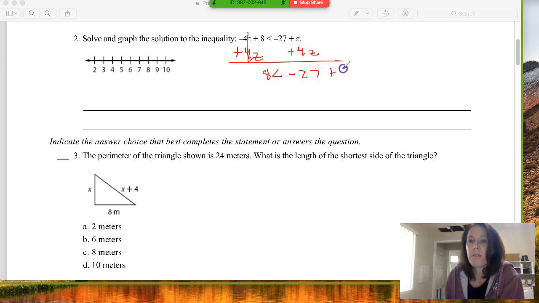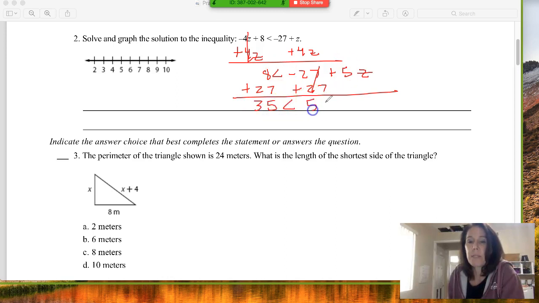and then z plus 4z is positive 5z. All right, now we want to isolate the z on one side of the inequality. So we need to get rid of the negative 27. Let's go ahead and add that to both sides of the inequality. And we have 8 plus 27, that's going to be 35. And that will be less than 5 times z, or 5z. And now our last step, we want z by itself, so we want to undo the multiplication with division. Divide both sides by 5.